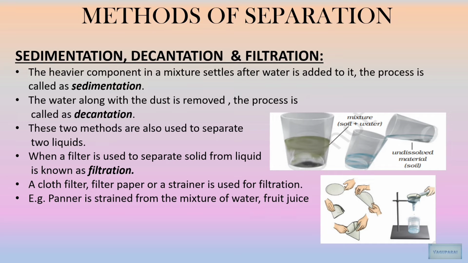These two methods are used for separating two liquids. There's another method which is called filtration. In filtration, we can separate a solid from a liquid. For example, use a cloth or a filter paper or a strainer for filtration. Example, paneer is strained from the mixture of water. The pulp and the fruit juice could be separated. Tea leaves from the tea decoction could be separated. This is called filtration.